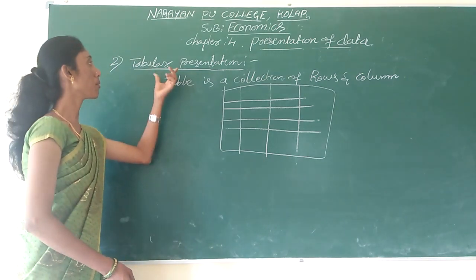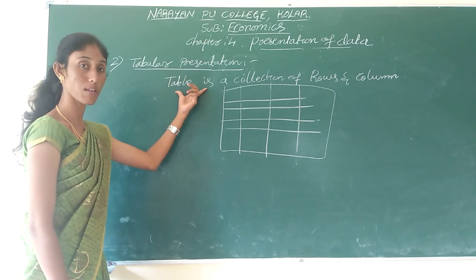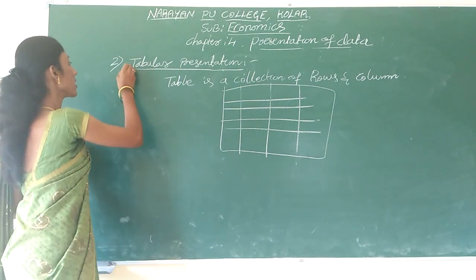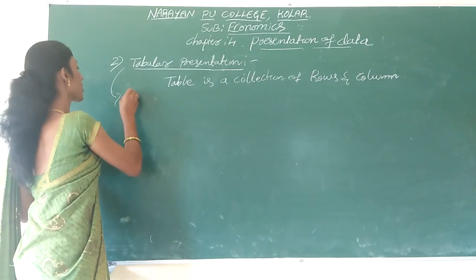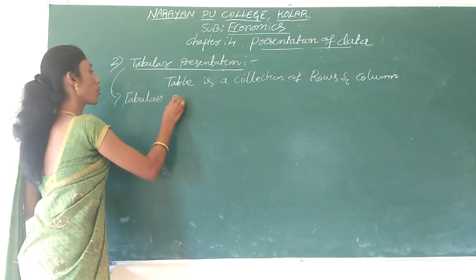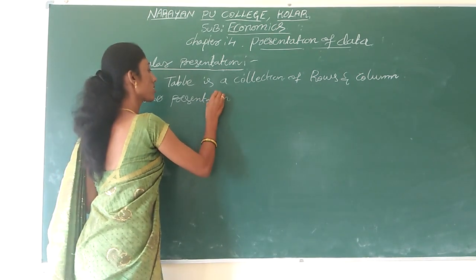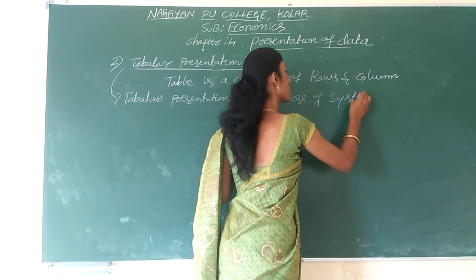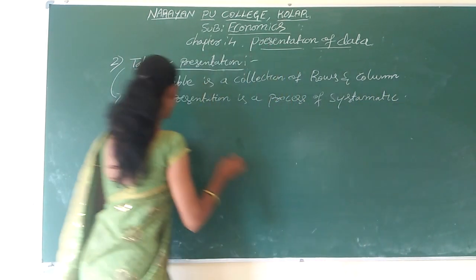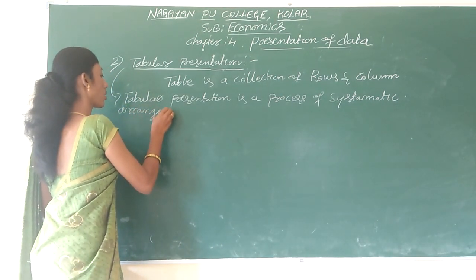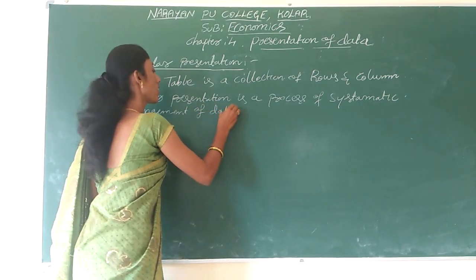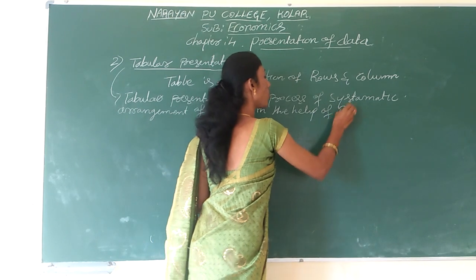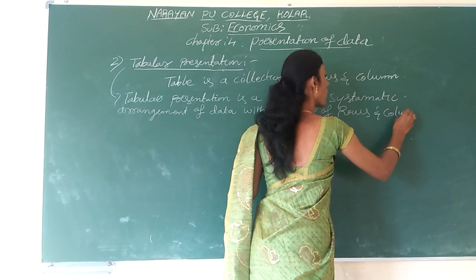Now next we will do the meaning of tabular presentation. I think you understood what is a table, right? A table is a collection of rows and columns. Next, tabular presentation is a process of systematic arrangement of data with the help of rows and columns.